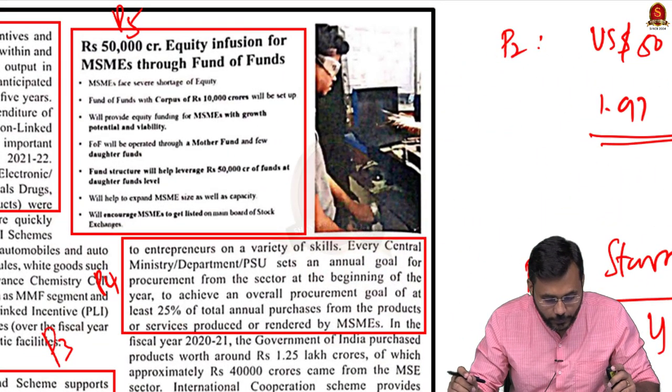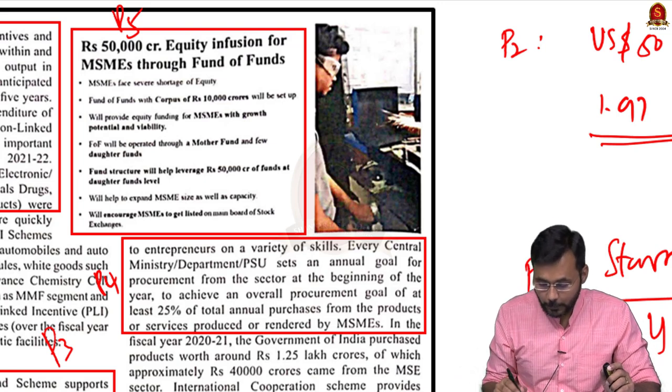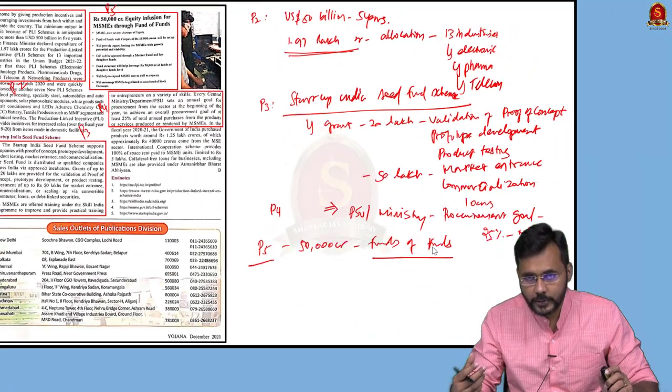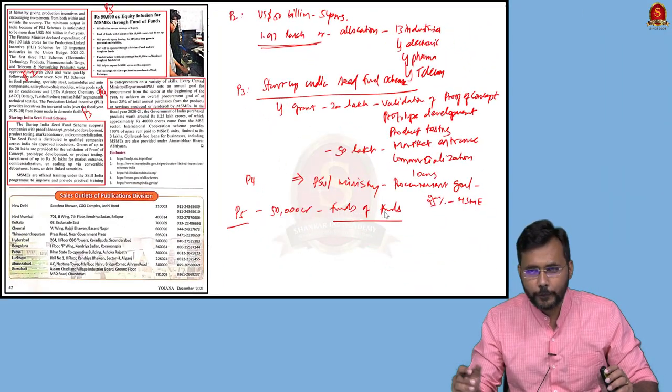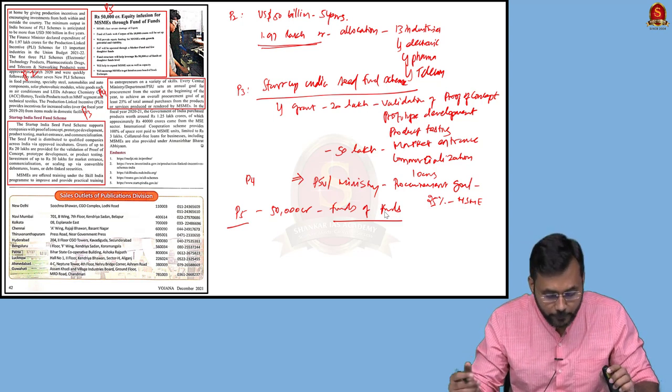It operates through a mother fund and a few daughter funds, and the fund structure will help leverage 50,000 crore of funds at the daughter funds level. So they have given this concept of mother of funds. With these funds, they are going to focus on developing MSMEs, and they have a commitment of around 50,000 crores under these funds, so they can propel the startup environment in India.